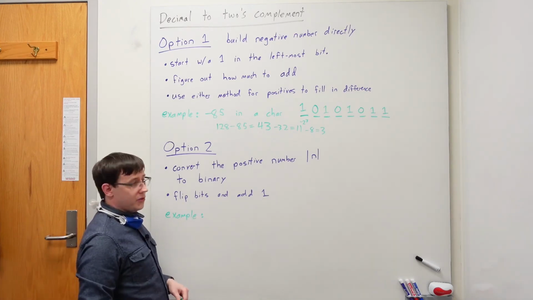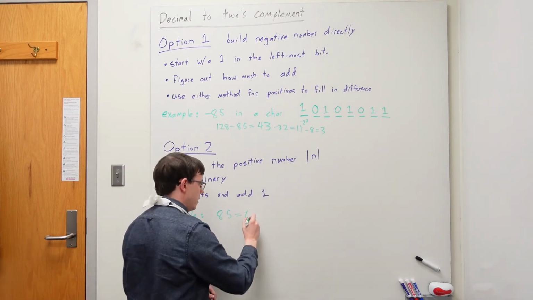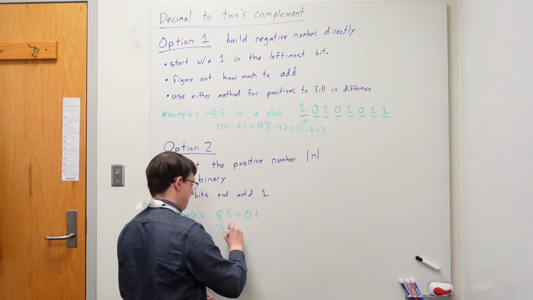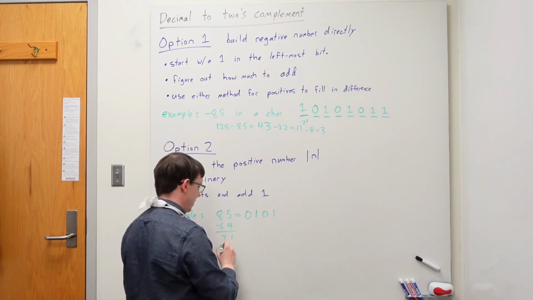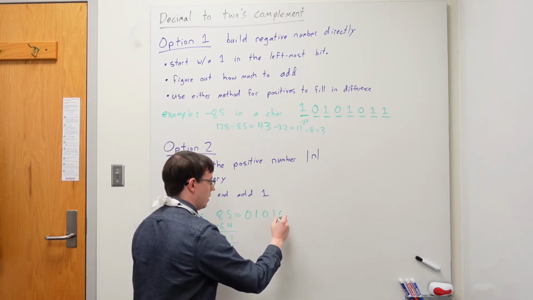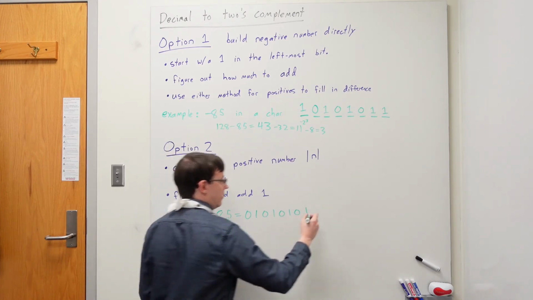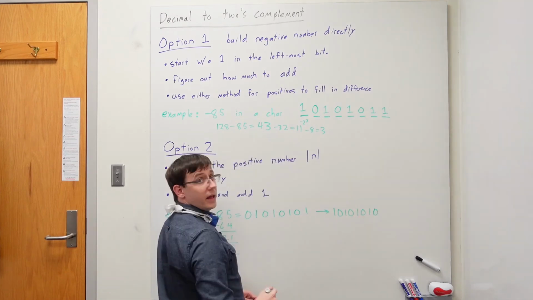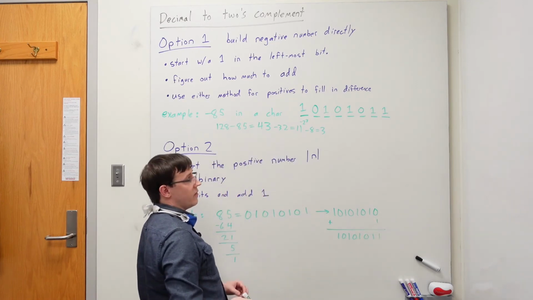So if we start by representing +85 in 8-bit binary, we'll have no 128s, we'll have 1 64, remainder is 21, so we'll have no 32s, 1 16, that gives us a 5. We'll have no 8s, we'll have a 4, and then no 2s and a 1. Now we flip all of the bits, so all of the 1s become 0s and 0s become 1s. And now we add 1, and that gives us our representation of -85.